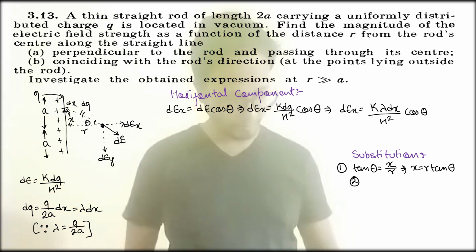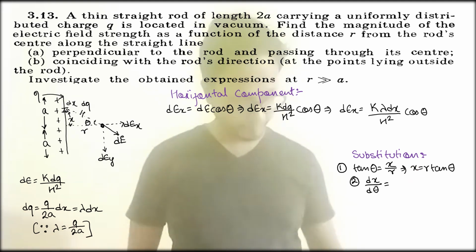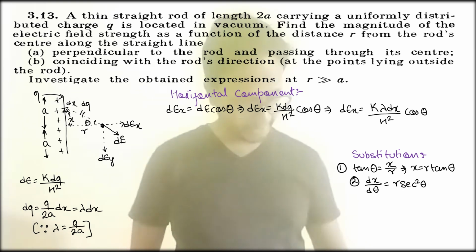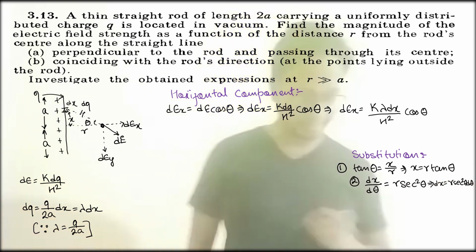part 2 of the problem, dx by d theta, if I differentiate this x with respect to theta, what will come? R, the differentiation of tan theta is nothing but sec square theta, or dx is equal to r sec square theta d theta, isn't it? So to substitute the value of dx, we have taken this substitution. dx is equal to r sec square theta d theta.